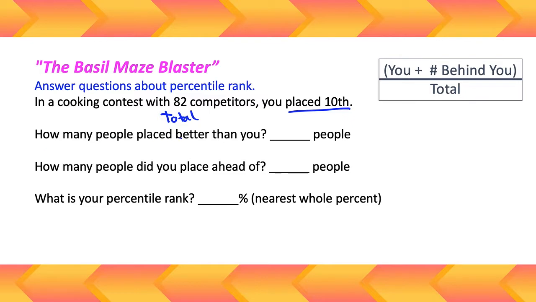How many people placed better than you? Well, if you got 10th place, that means 9 people are ahead of you. If you think about the podium, if you're on the 10th box, there's going to be 9 boxes for the people ahead of you. There you go. That's about it.